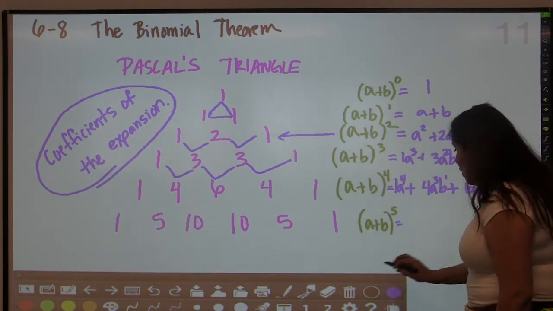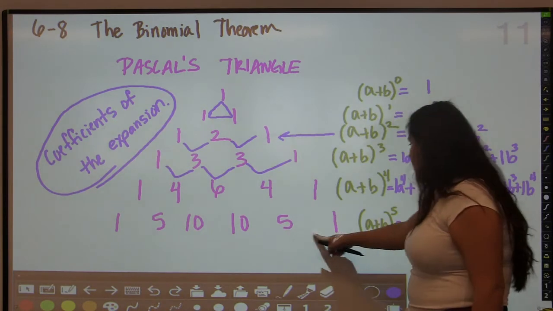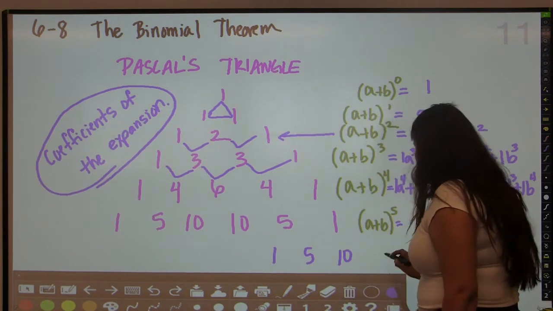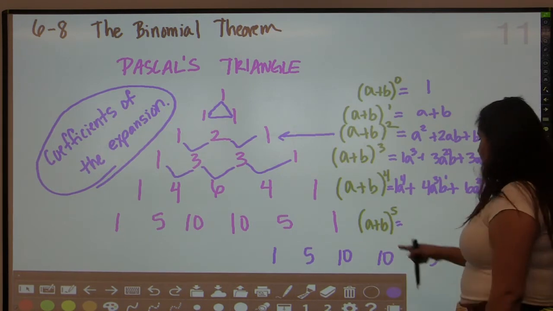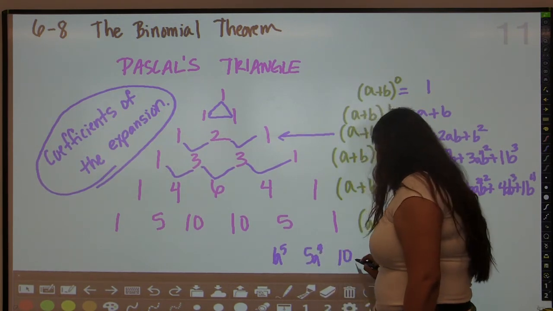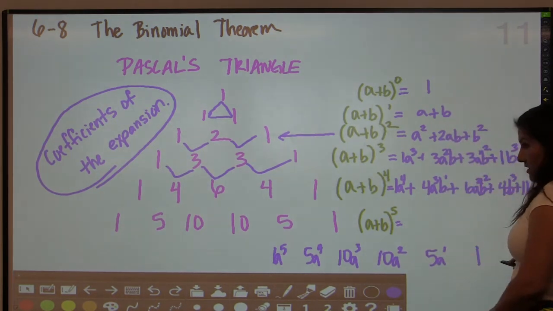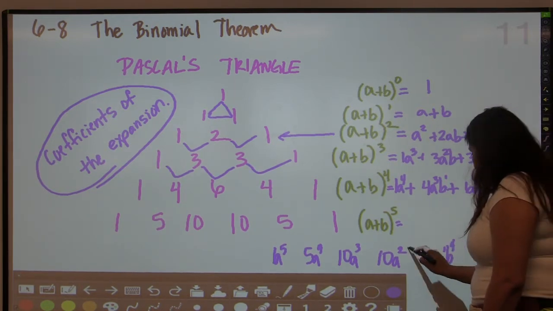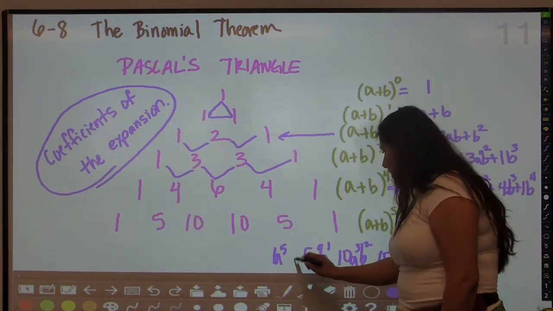And lastly, I'm going to go down here so I have more space. I want you to get the pattern that's happening here. I'm going to use this row, so it's going to be 1, 5, 10, 10, 5, and 1. Hopefully that's spread out enough. And do the same thing. A to the 5th, a to the 4th, a to the 3rd, a squared, a to the 1, and a to the none. And with the b's, go backwards. B to the 5th, b to the 4th, b cubed, b squared, b to the 1, and then b to the none. And all these would be pluses.